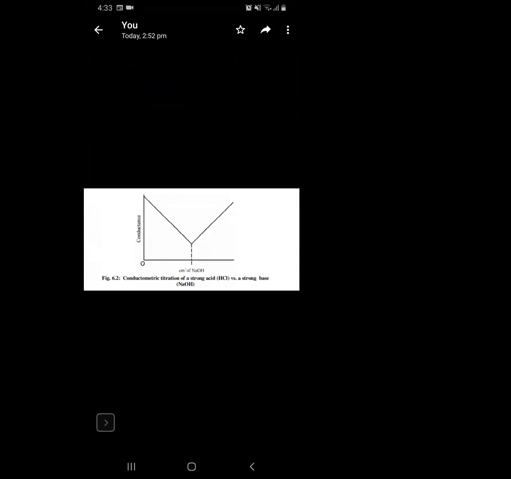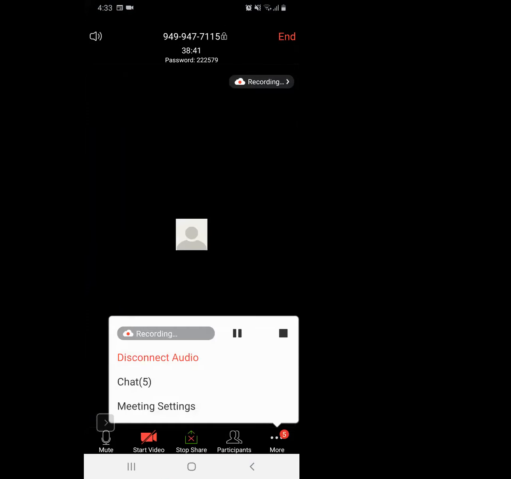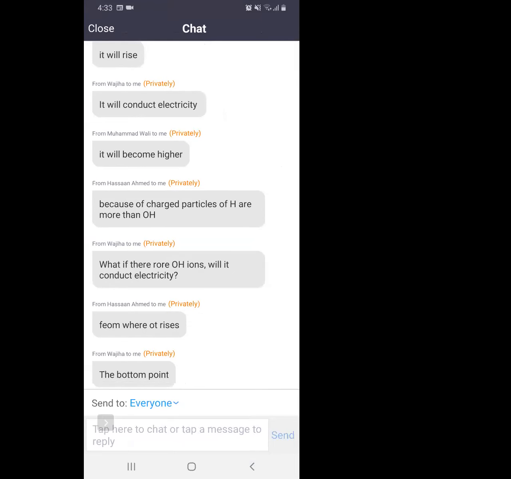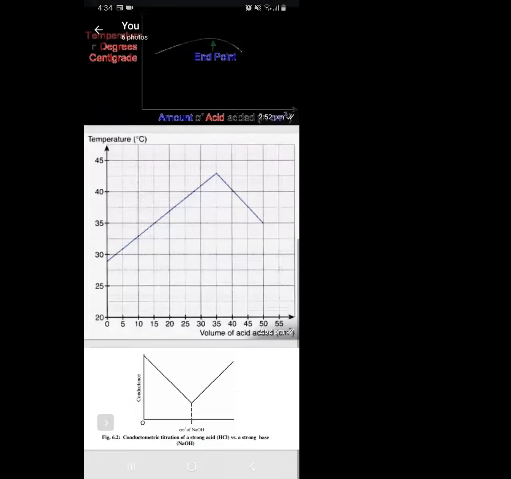So on this graph, if you are asked to mark that point when all the acid has reacted with all the hydroxide ions, which point do you think that is, where the neutralization reaction has been completed, where all the acid molecules have reacted with the hydroxide? From where it rises? Yes, the bottom point, the bottom triangular point. Good job, Wajiha. Good thinking.